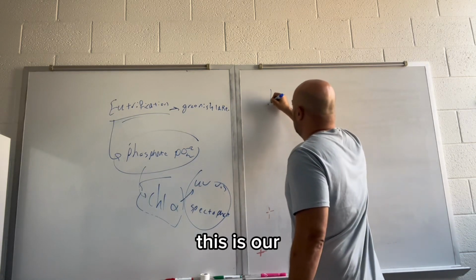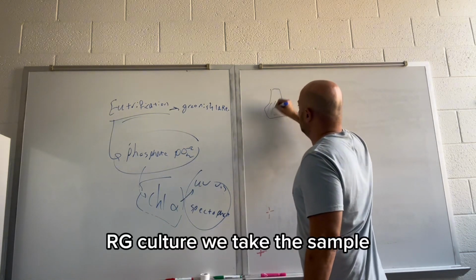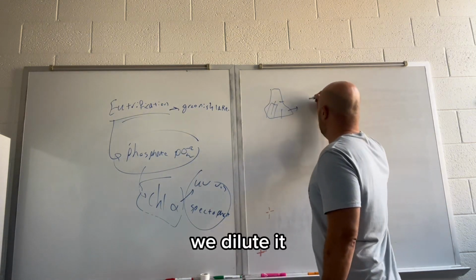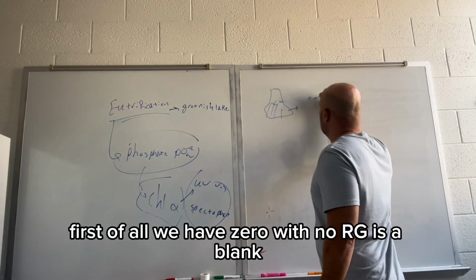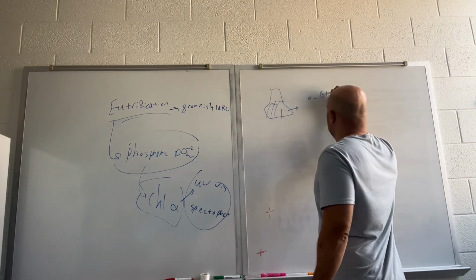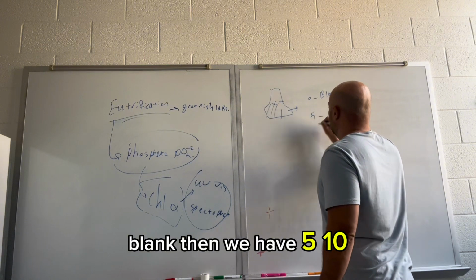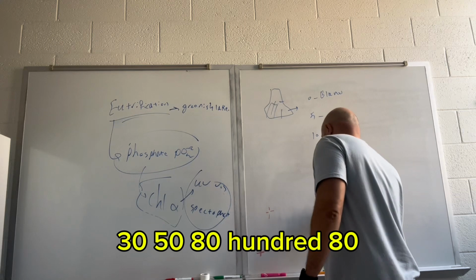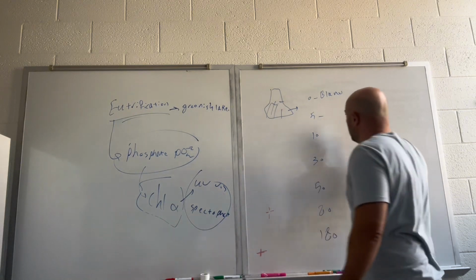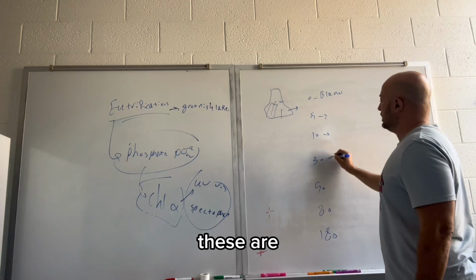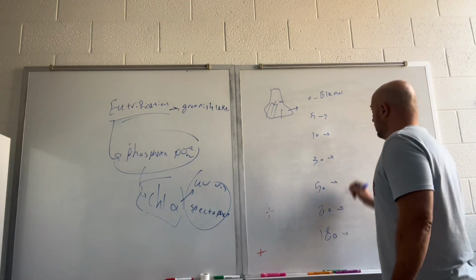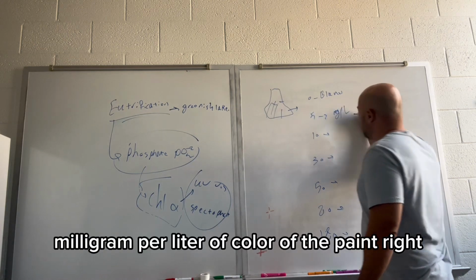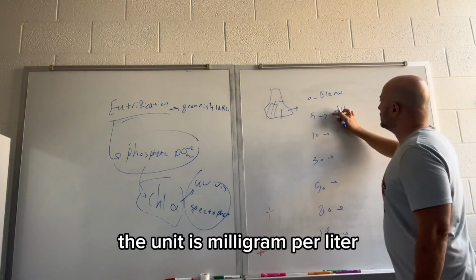So this is our algae culture. We take the sample, we dilute it. So first of all, we have 0 with no algae, it's a blank. Then we have 5, 10, 30, 50, 80, 180. These are milligram per liter of chlorophyll A, right? The unit is milligram per liter.